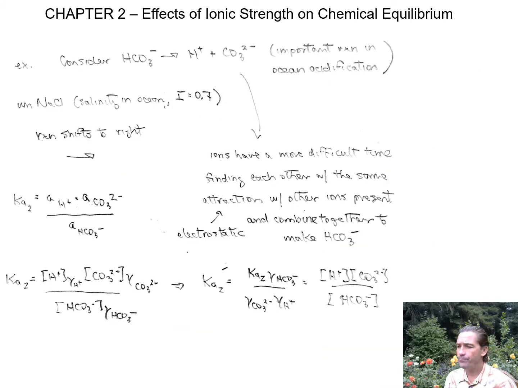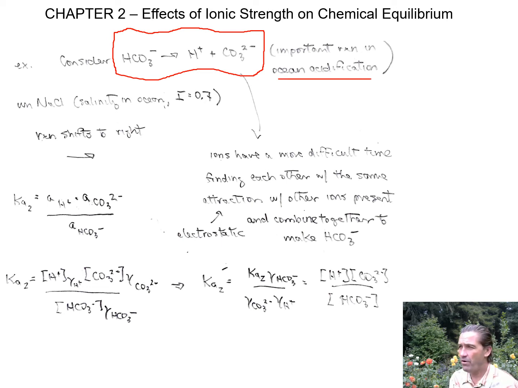So an example is, say, this reaction in the ocean. This is a very important reaction in the ocean. It's very important with ocean acidification, because this dissociation is an acid dissociation. So we have bicarbonate here, and at equilibrium, it produces some protons, some acid, and some carbonate. And this reaction is, again, in equilibrium. It goes both ways.